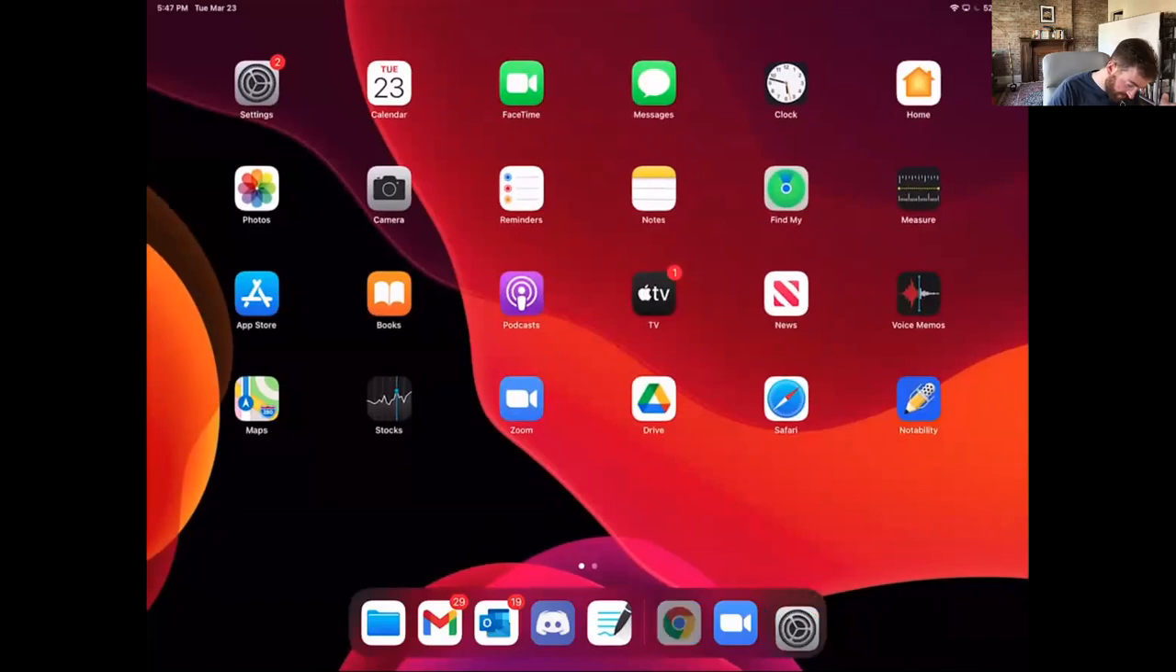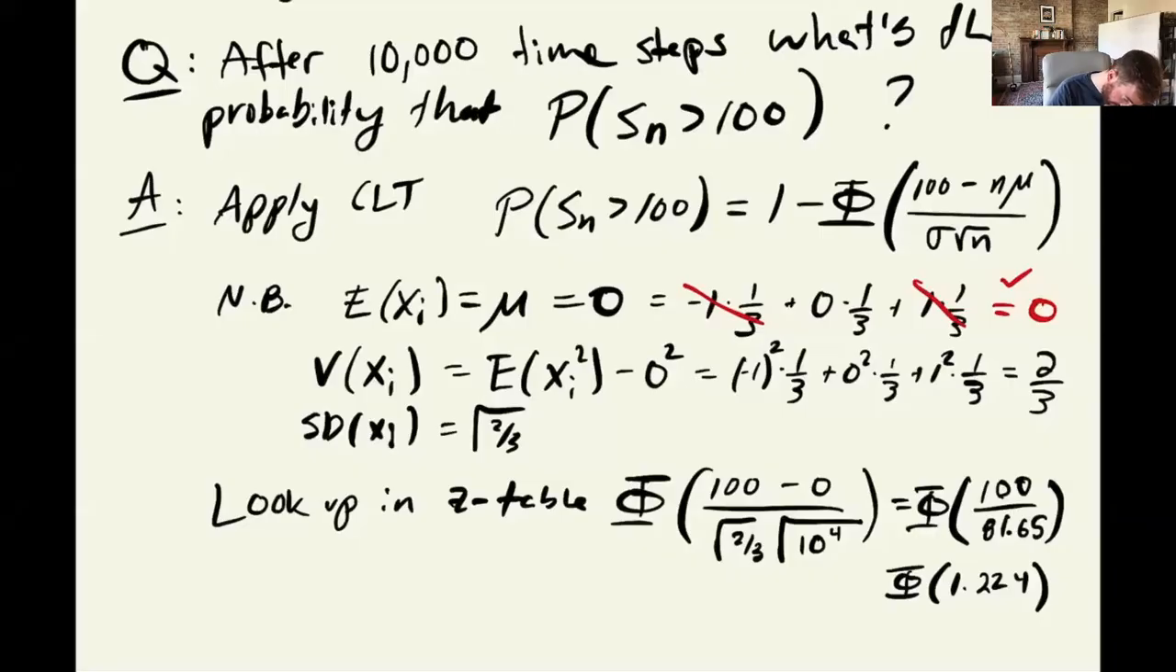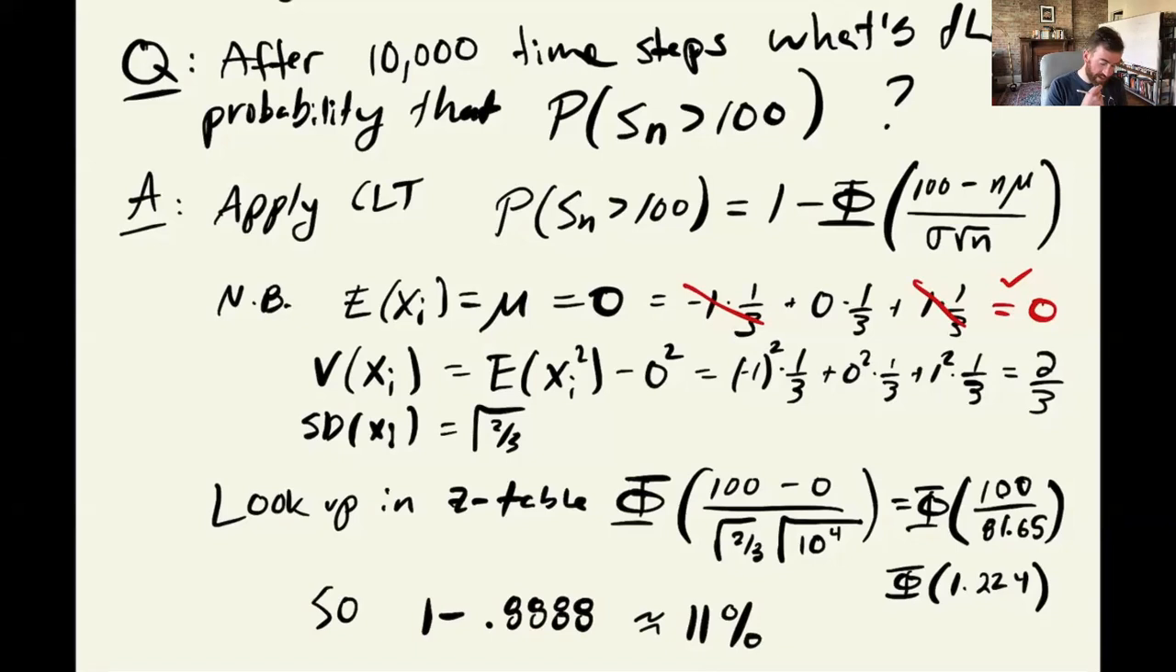Go to my Z table. 1.22 is about 0.88 repeating. So 1 minus 0.88 repeating ends up equaling about 11%. Right, I mean, round that up to 0.89, and then you subtract, and you get that that's 0.11, which is 11%.